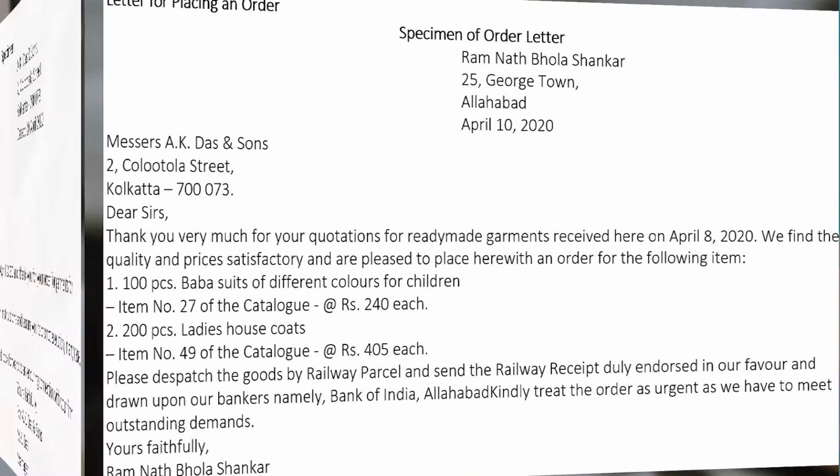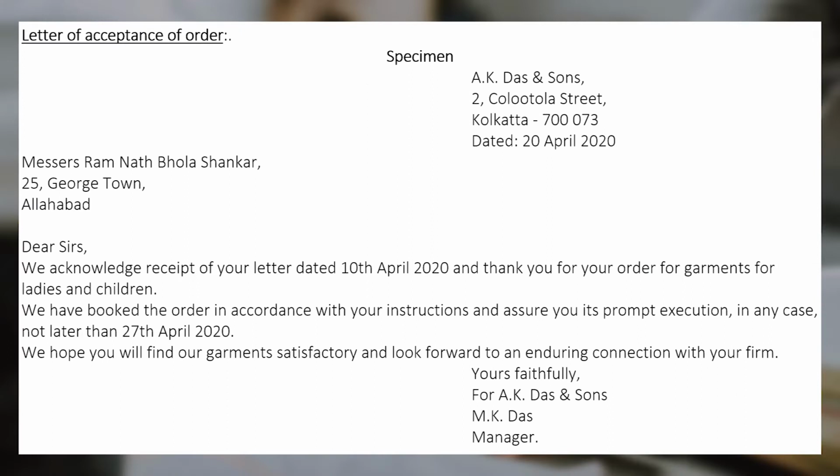The letter for placing an order is followed by the letter for accepting the order. The seller acknowledges receipt of the order and provides booking details with the expected date of delivery. Please keep following up with the exhibits available for each of these types.